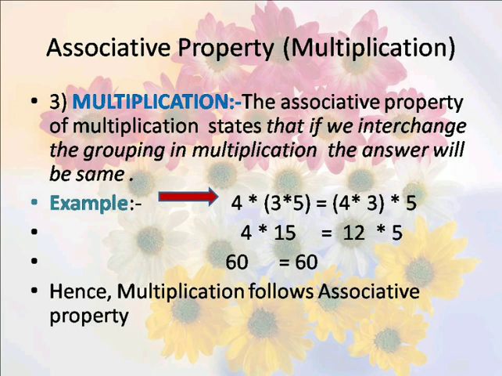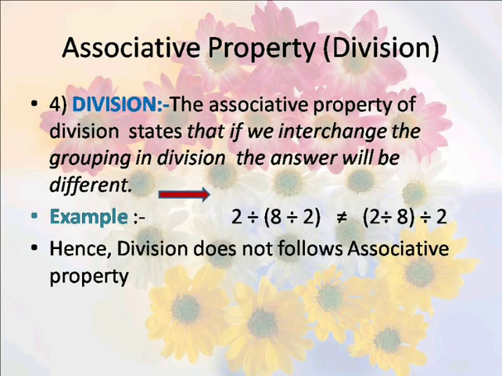Now number 4, associative property for division. The associative property of division says that if we are interchanging the grouping in division, the answer will be different. Okay, so we can say that division does not follow associative property.